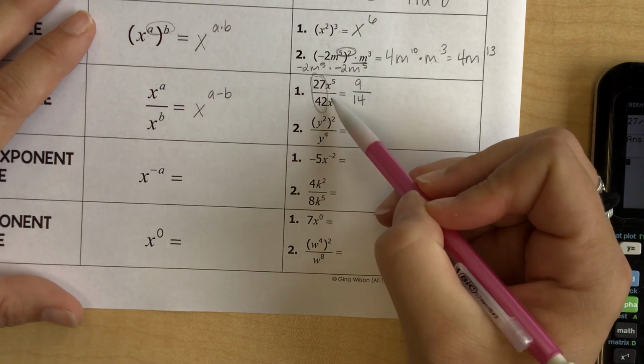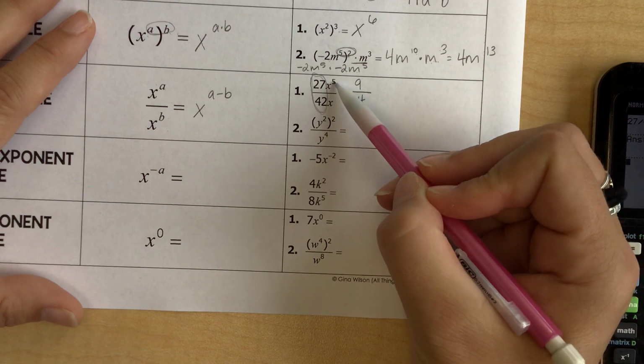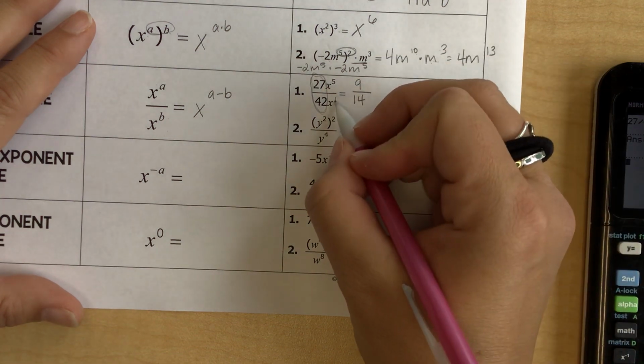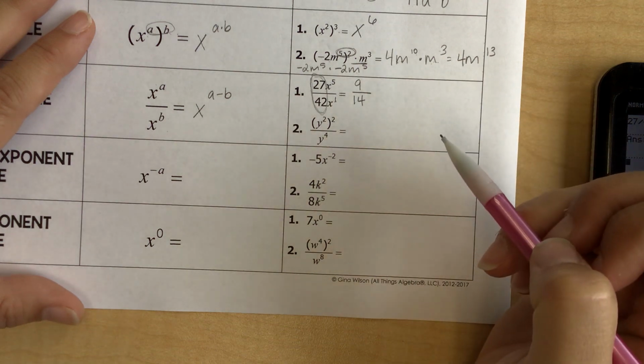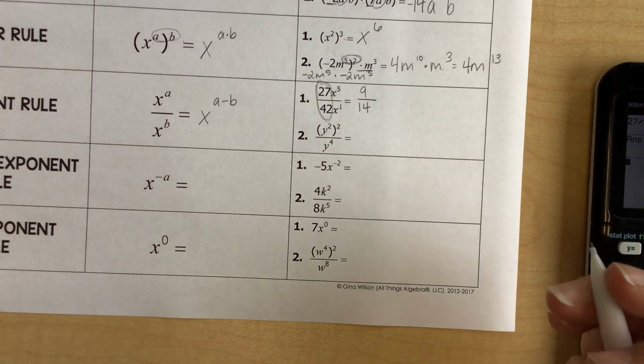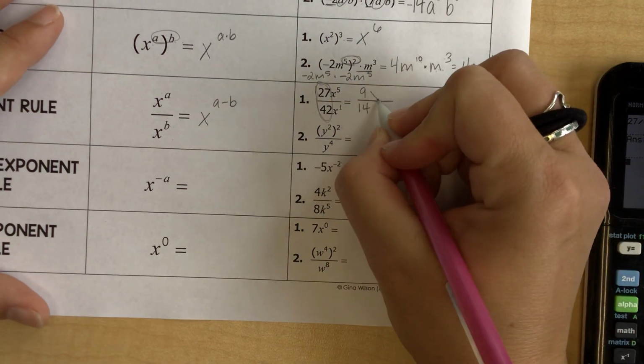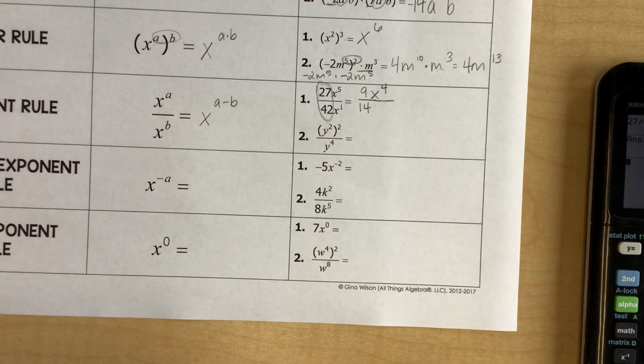Now I look at my exponents, and this is where I subtract. So I have 5, and this is just x, right? So we know there's a 1 there. So 5 minus 1 gives me x to the 4th. So it's a positive number, so it's going to stay on top. So x to the 4th.